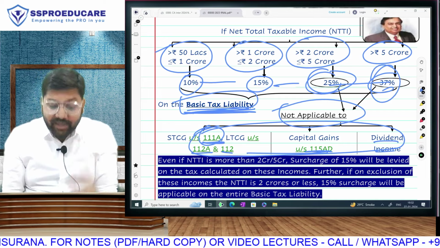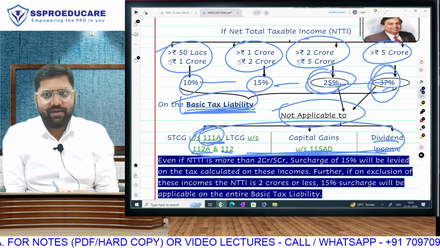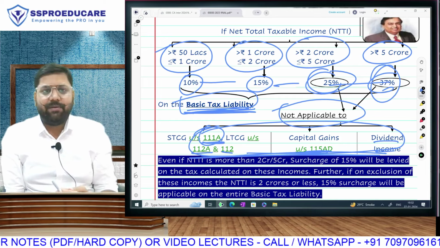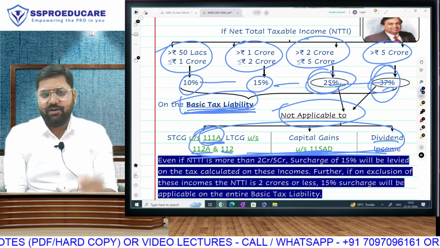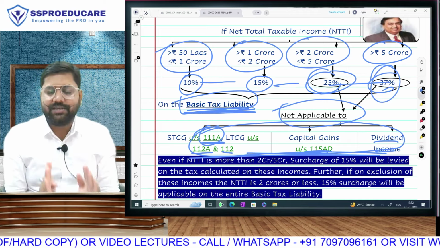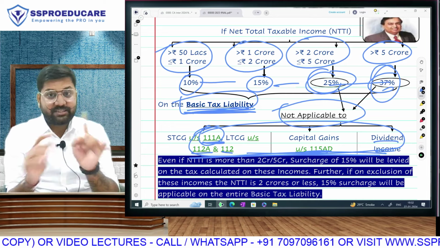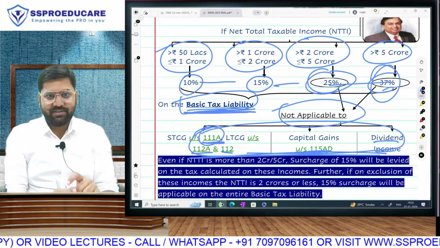But on the tax of these incomes, we will not have 25 and 37. The highest that we will apply will be 15%. We will not go beyond 15%. Normal surcharge rates are 0% up to 50 lakh, which is the same whether you have these incomes or you don't.